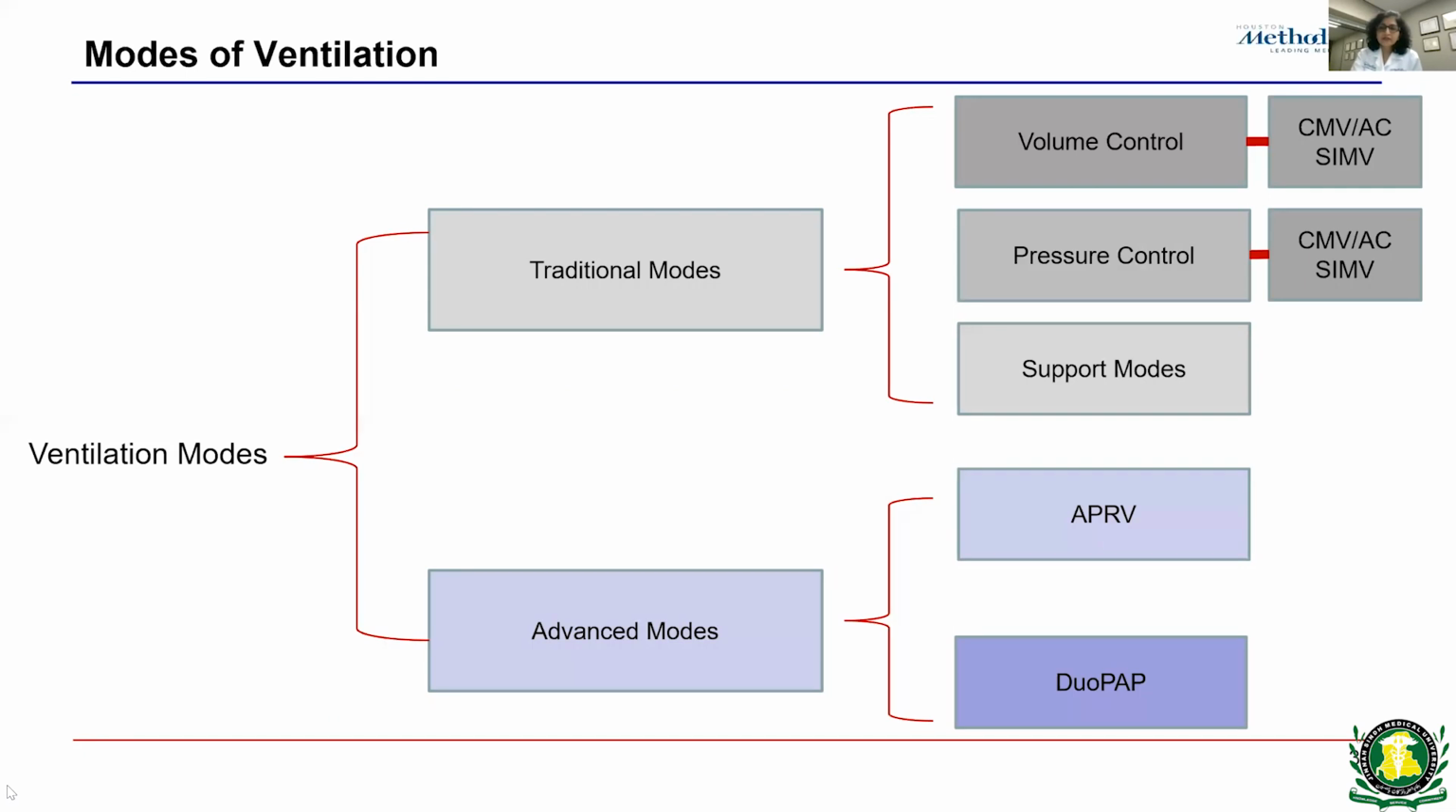Now that you've decided what tidal volume you want to give this patient and you've set up the ventilator, you now have to choose one of the modes of ventilation. Now, in the traditional modes, there are two main types. There's volume control and pressure control. And in them, you could either choose volume assist control or volume synchronized intermittent mandatory ventilation, or SIMV. In pressure control, you could choose pressure assist control, or you could use pressure SIMV. Now, it's outside the scope of this lecture today to talk about the advanced modes.